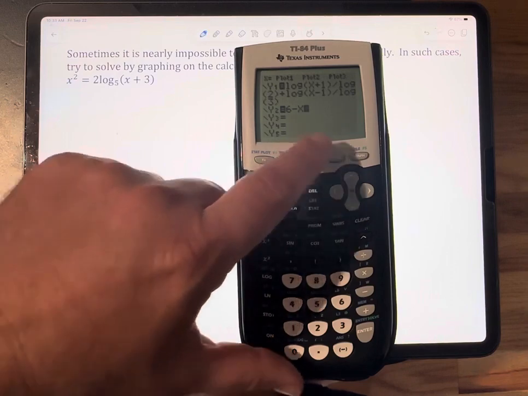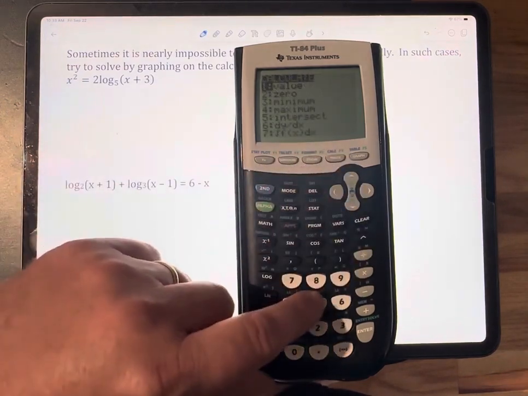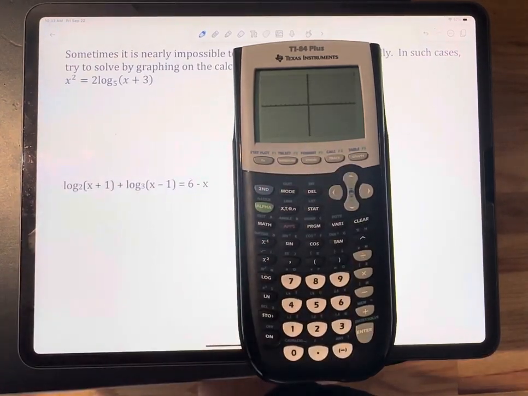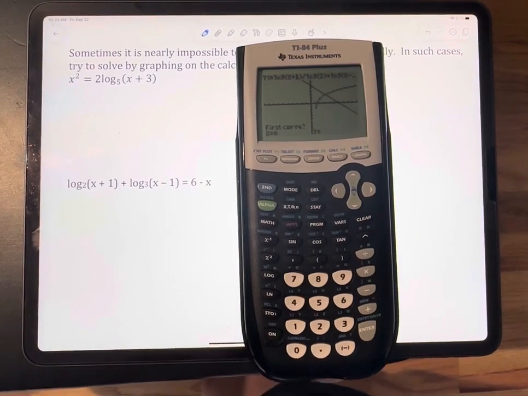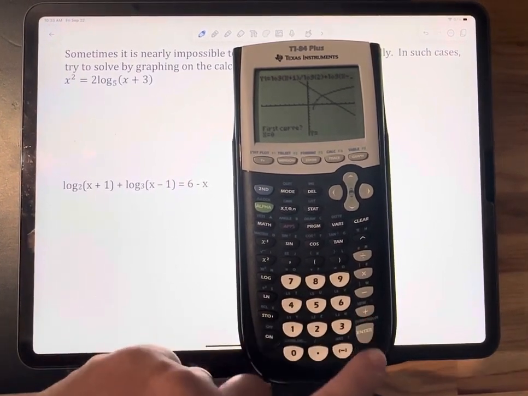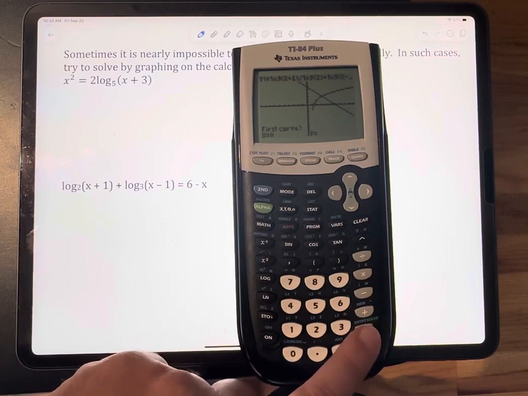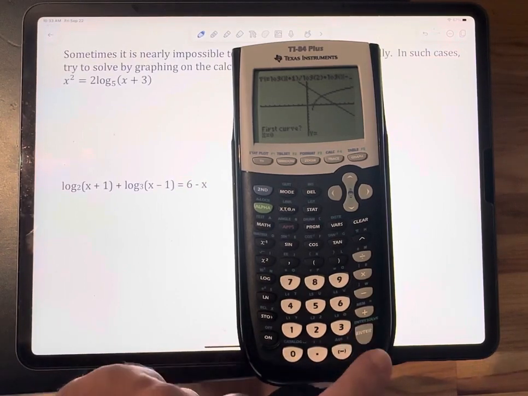Now we press second, trace, 5. We'll wait just a moment to have our graph finish thinking. Here we can see, based on the parts of the graph that we're able to see, there's likely to be just one solution. So notice though, if we try to press enter 3 times, it's not letting us do anything.